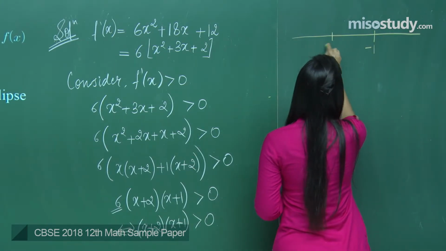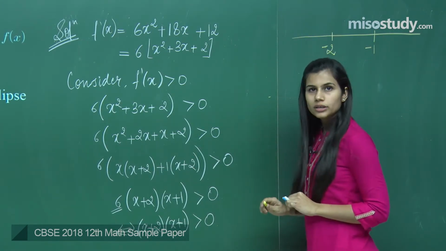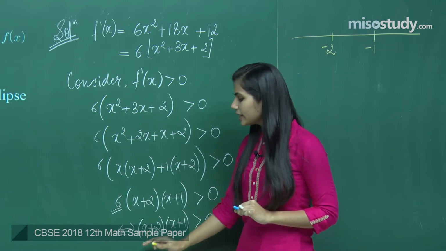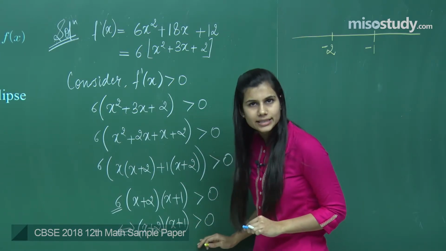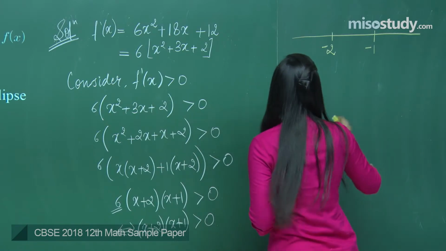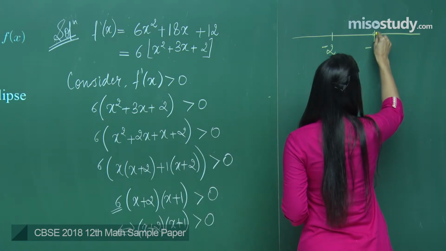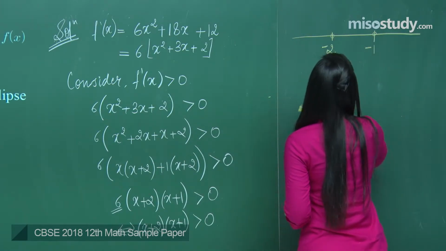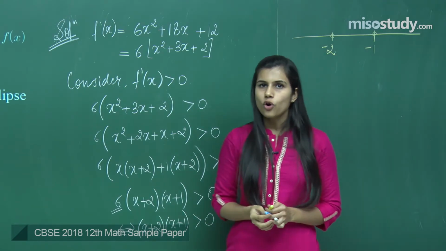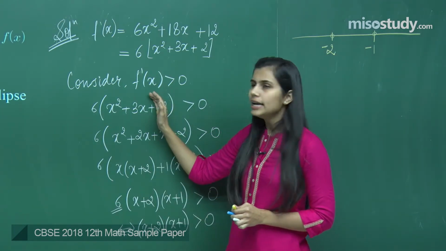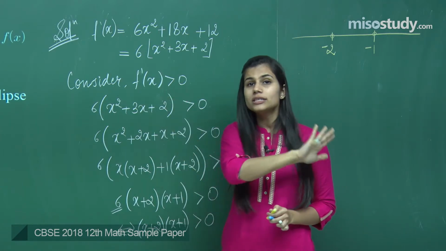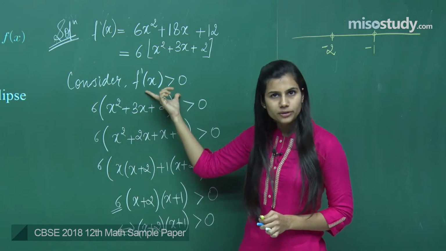This is minus 1, this is minus 2. Because x equals minus 1 and x equals minus 2 give you 0 as the output which you don't want, that means minus 1 and minus 2 are not acceptable values of x which are going to give me f dash x greater than 0. So they are not solutions of this inequation.